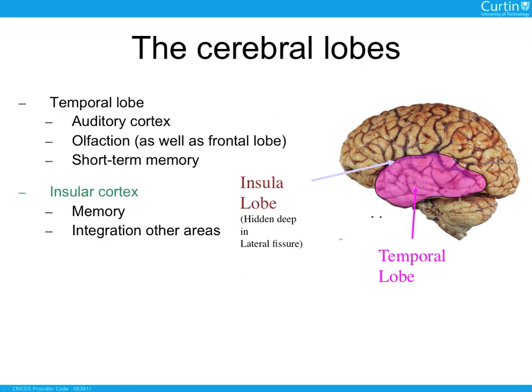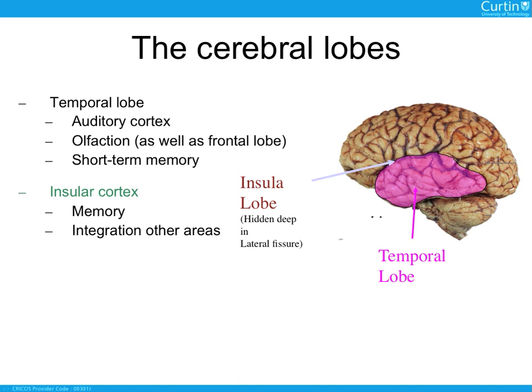Temporal lobe. We have an auditory cortex in there. It's important for our sense of smell, and smell also goes to the frontal lobe, and very important for short-term memory and conversion of short-term memory to long-term memory via the hippocampus.